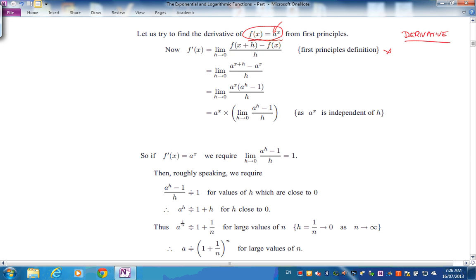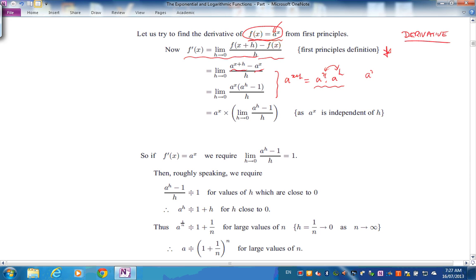Well, let's do it. Here's the first principles definition. This could be a bit hard. Been a while since you did this. So f dash x is the limit as h tends to naught of f of x plus h, take f of x, on h. And if we put our a in there, it's a to the x plus h, take a to the x, on h. And now a to the x plus h is actually a to the x by a to the h, isn't it? If you multiply two numbers together which are powers of the same base, you add the powers. So let's remember that rule. And so here we can actually factor out. They've left a step out here.